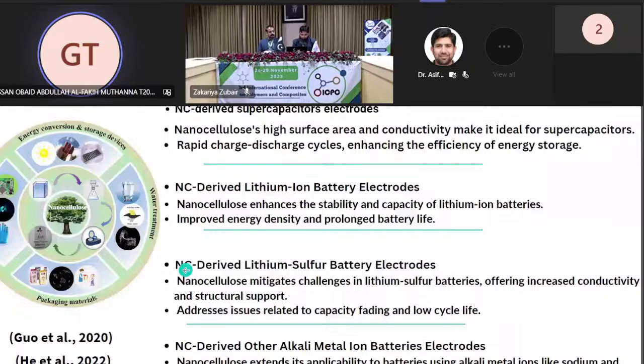So, moving on to the derived lithium-sulfur battery electrodes, nanocellulose mitigates the challenges in lithium-sulfur batteries, offering increased conductivity and structural support. It mainly provides the same effects to the sulfur battery electrodes as to those of the lithium-ion battery electrodes. And lastly, the nanocellulose derived from other alkali metal ion batteries. Nanocellulose extends its applicability to batteries using alkali metal ions like sodium and potassium. It also enhances the performance and offers a sustainable solution for various battery chemistries.